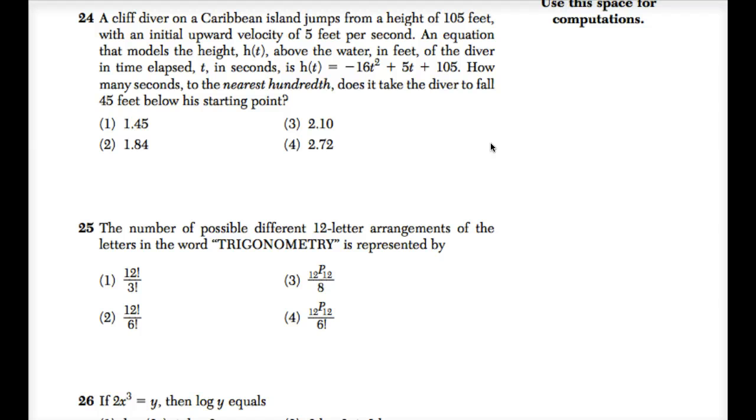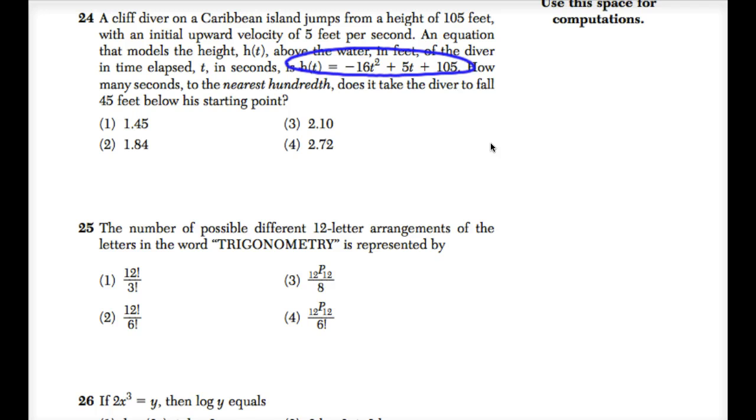This cliff diver on a Caribbean airline jumps at a height of 105 feet with an initial upward velocity of 5 feet per second. An equation that models the height h of t above the water in feet of the diver in time elapsed t, which is in seconds, is h of t equals negative 16t squared plus 5t plus 105. So this is my equation that I'm going to be working with.